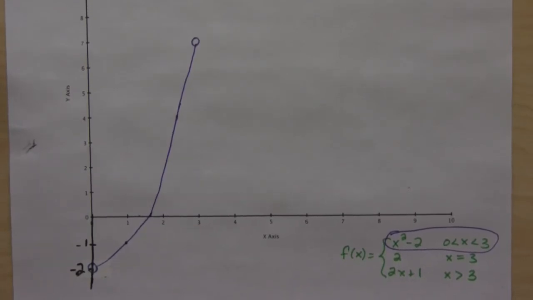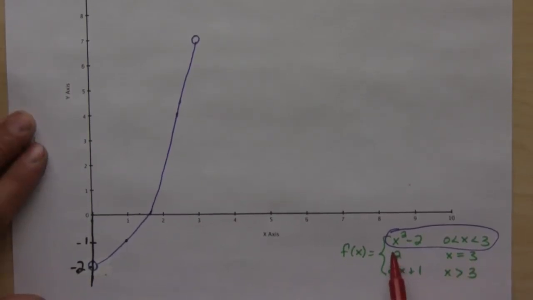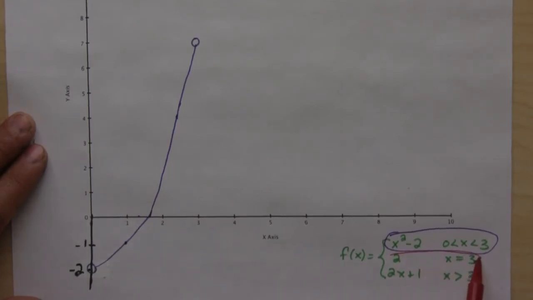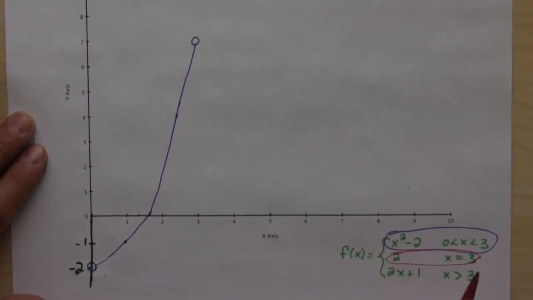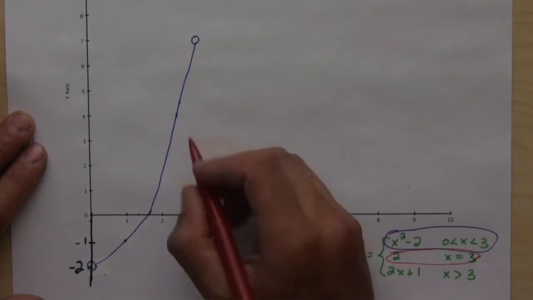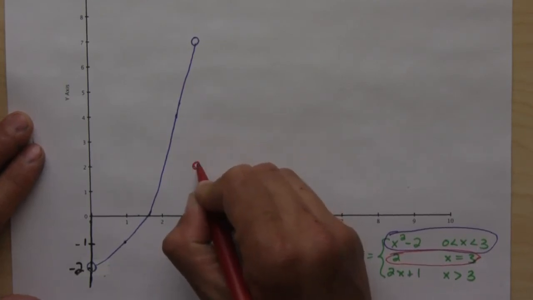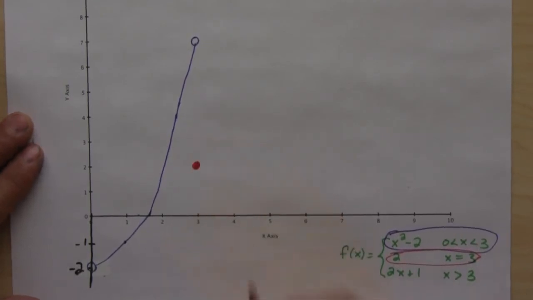Now we have this one. When x is equal to 3, the function is equal to just simply the number 2. So at x equals 3, the function is equal to 2, so that means we would have a solid circle there.